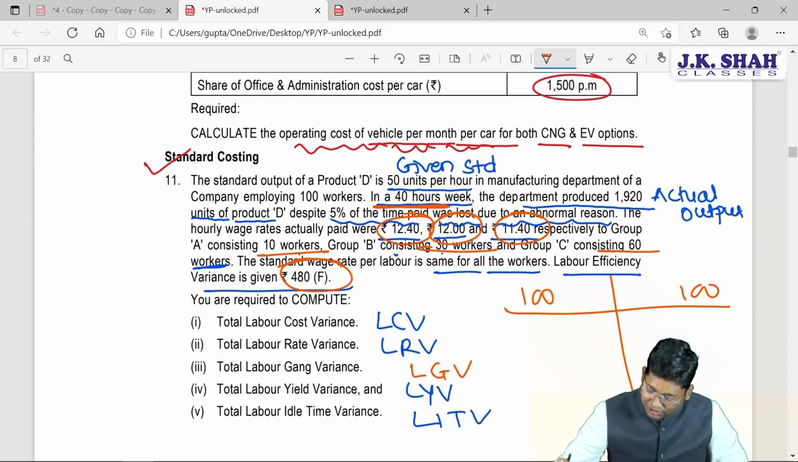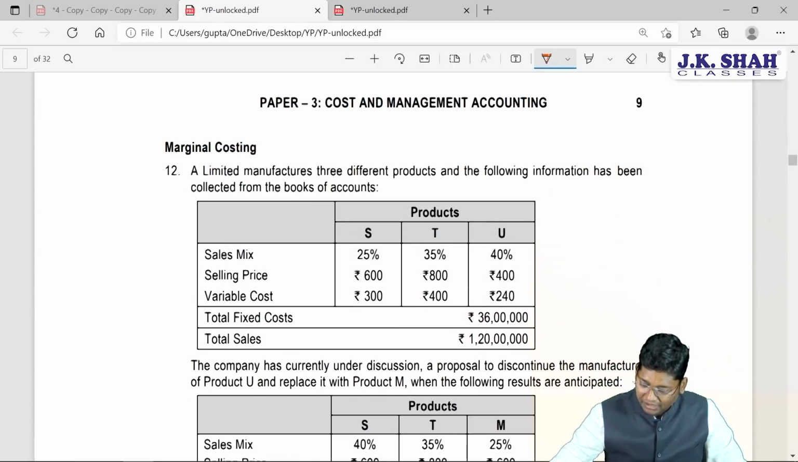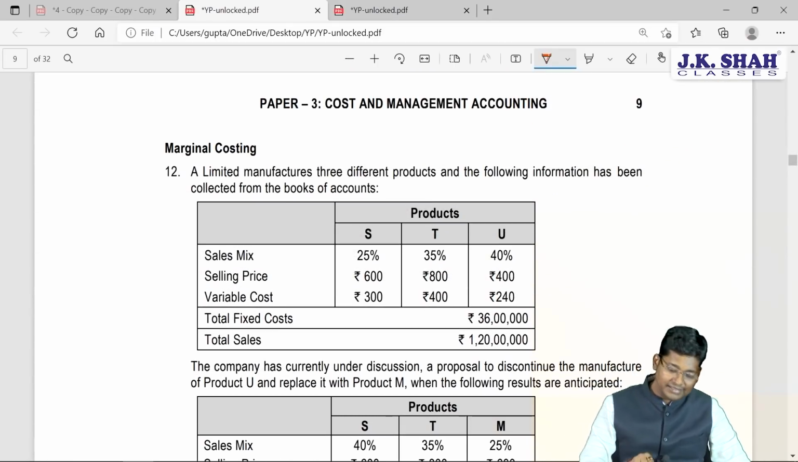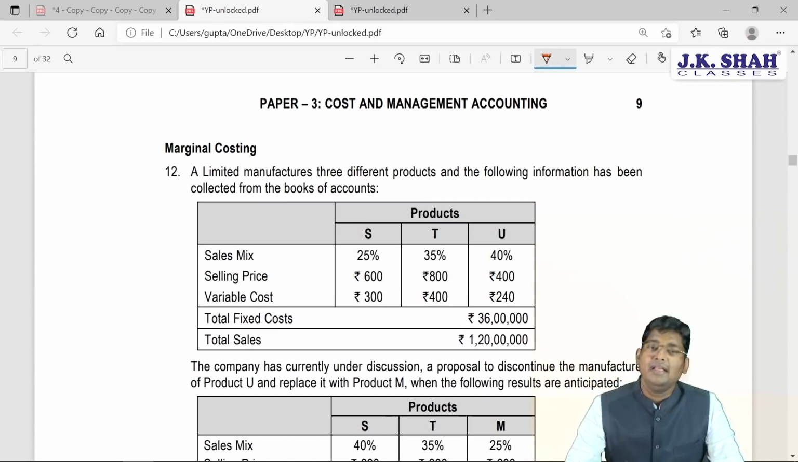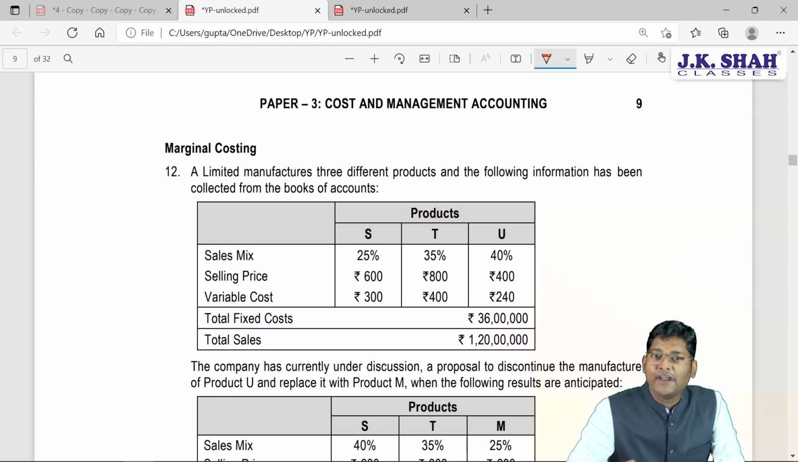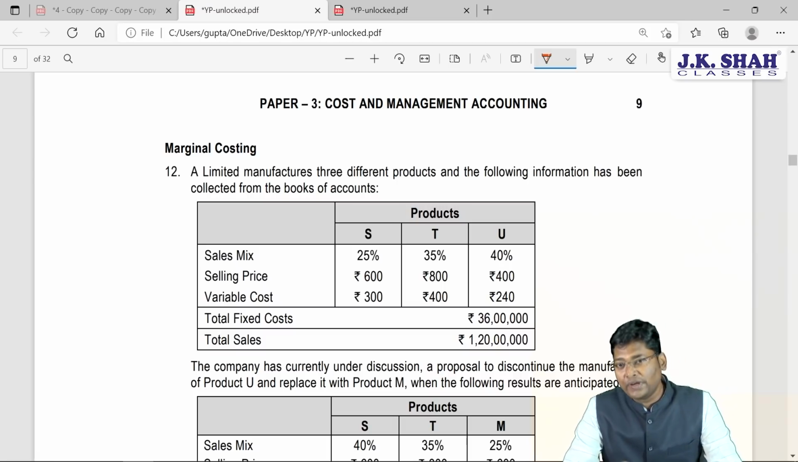The next question which is covered in the RTP is related to the marginal costing. Let's have a detailed discussion about this. Let's start with the question on marginal costing given in your RTP, where question number 12 says A Limited manufactures 3 different products and the following information has been collected from the books of account.